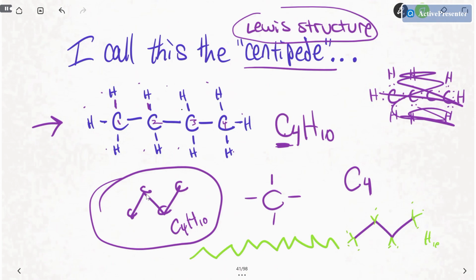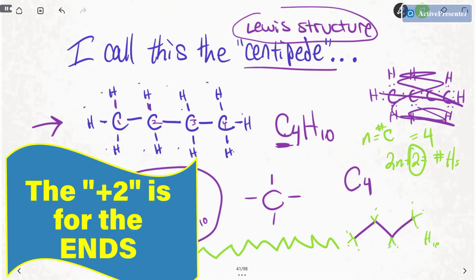So if you use N as the number of carbons, which in this case is 4, you can use the formula 2N plus 2, and that's how many hydrogens. Because the plus 2 is for the ends. So you see how the middle carbon has 2 hydrogens connected to it, because on either side of the carbons, the other 2 bonds go to other carbons, right? So there's 2 hydrogens, so that's kind of the norm.